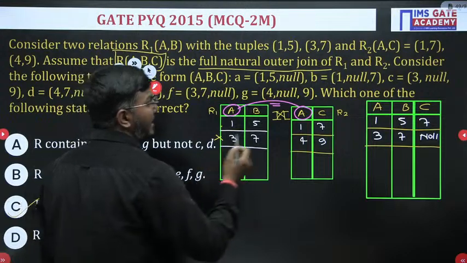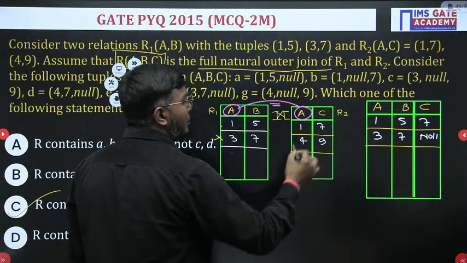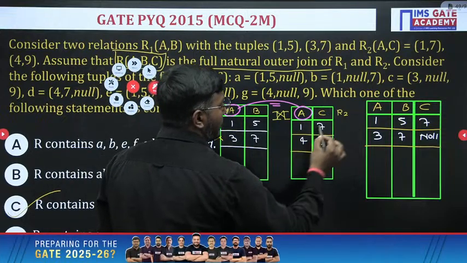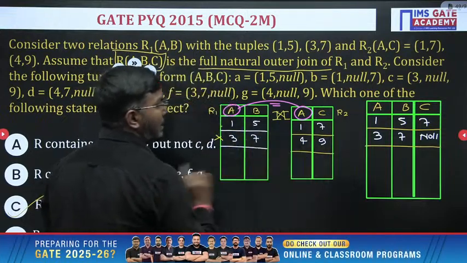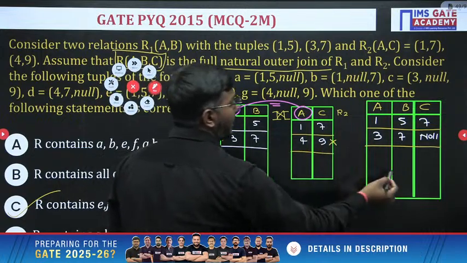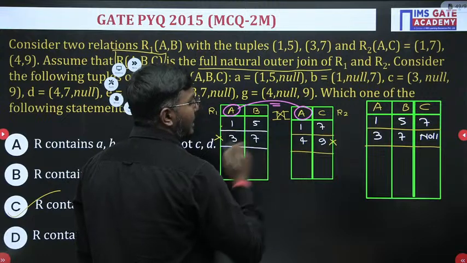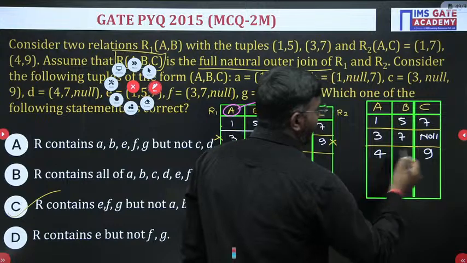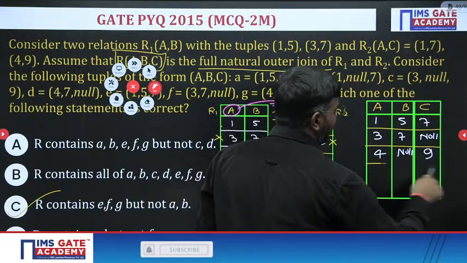Then from R2, include all the records that failed the join condition. Now in R2, 1, 7 joined with the first record, but 4, 9 failed the join condition, so again include this record also. So the A value is 4 and the C value is 9, and the remaining value is null. Fine. So we have only 3 records.